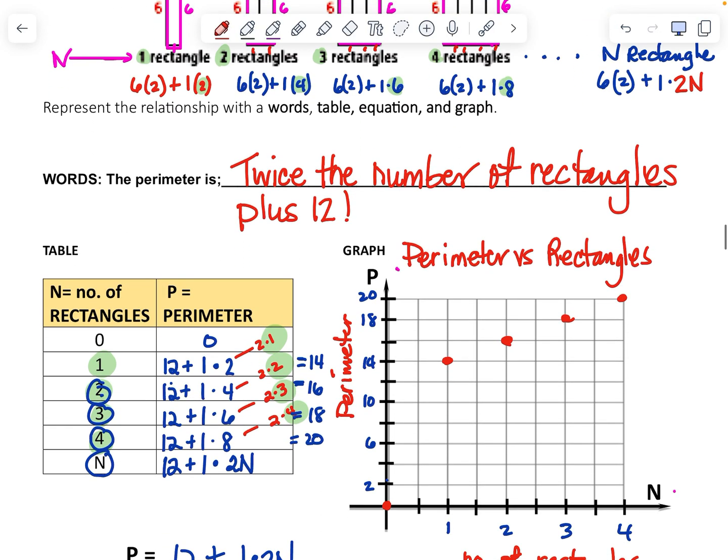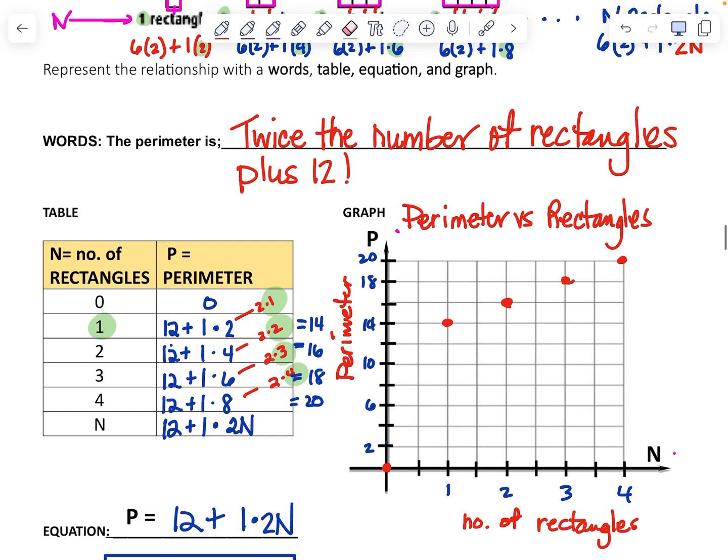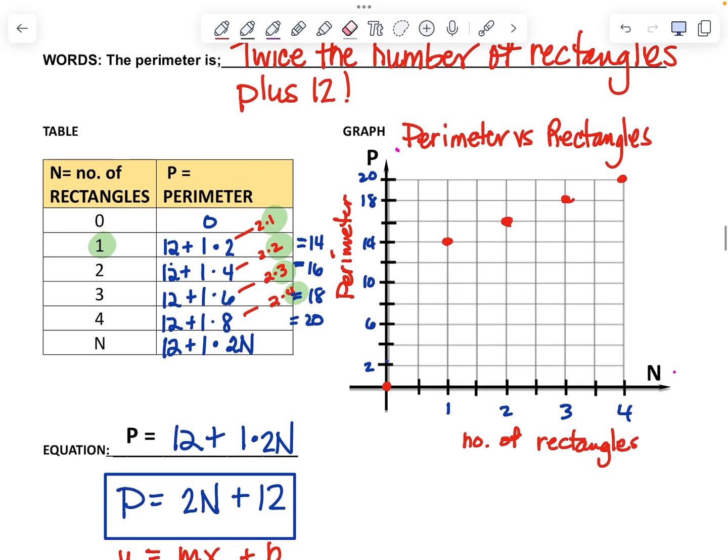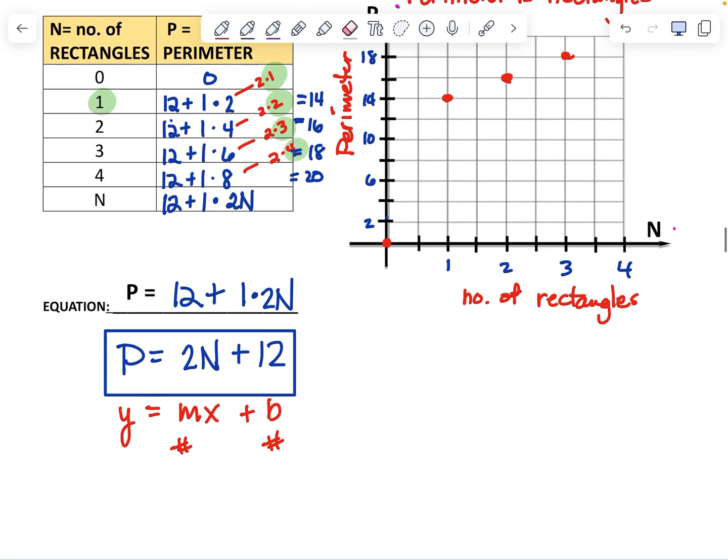So then when we build our table, we built it with 1, 2, 3, and 4 for all of these. You can see where I highlighted down here that we have 1, 2, 3, 4, and it pops up into our equation as 2 times 1, 2 times 2, 2 times 3, 2 times 4. We want to build in our variable, which is n in this case, n rectangles. And we get 14, 16, 18, and 20 for 1 through 4. And then for the nth number of rectangles, we're just going to build 12 plus 1 times 2n. And that's what we get for our equation.